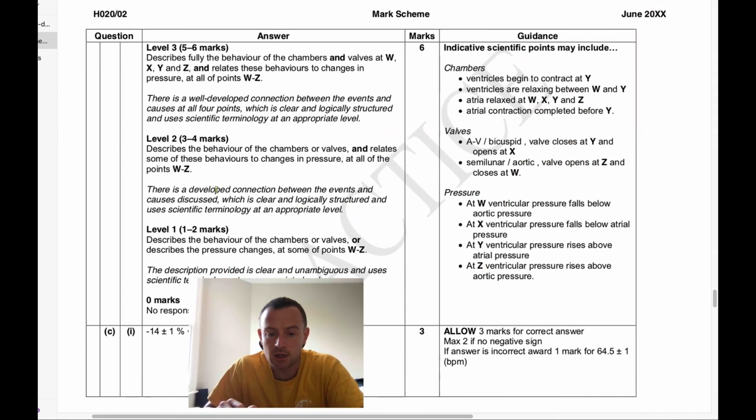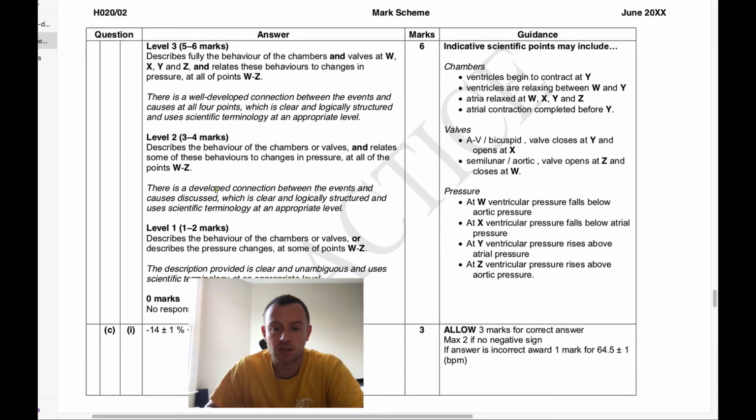And actually, you can pause this if you'd like and have a full look at it in a second. But I'm going to take you through the level descriptors, because really this is how you need to start thinking. For the first one, level 1 or 2 marks, not many marks, you describe the behaviors of the chambers or the valves. So basically, when you're talking about the valves, you're either saying, are they opening or are they closing?